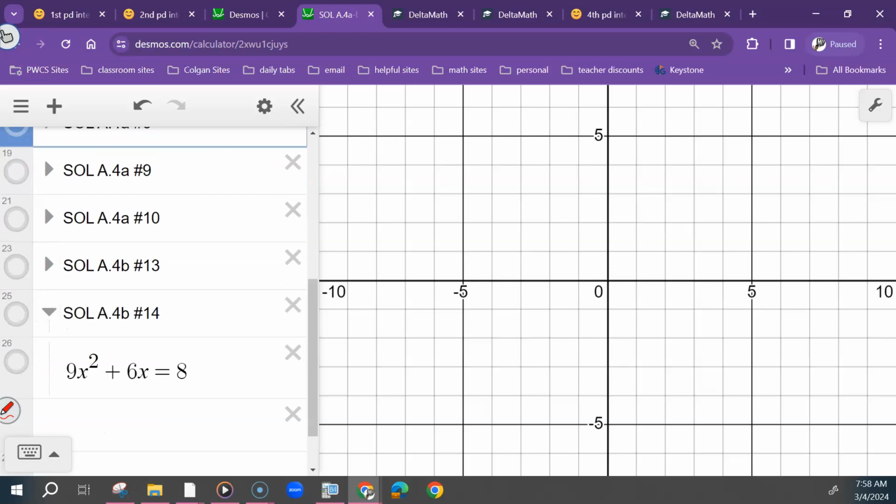So almost all of those could be solved or done in Desmos. So make sure you are utilizing Desmos. The ones that are due next Monday are SOL A.4a-c through A.5b. So everything in between there. So A.4c through A.5b. All of that is due next Monday.